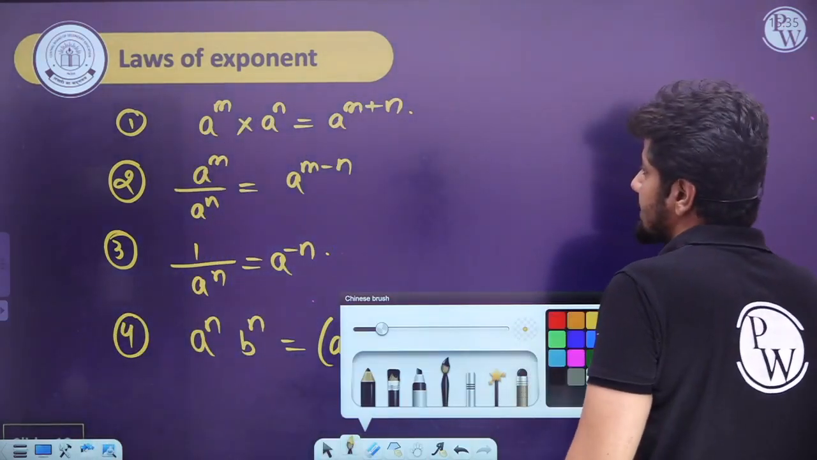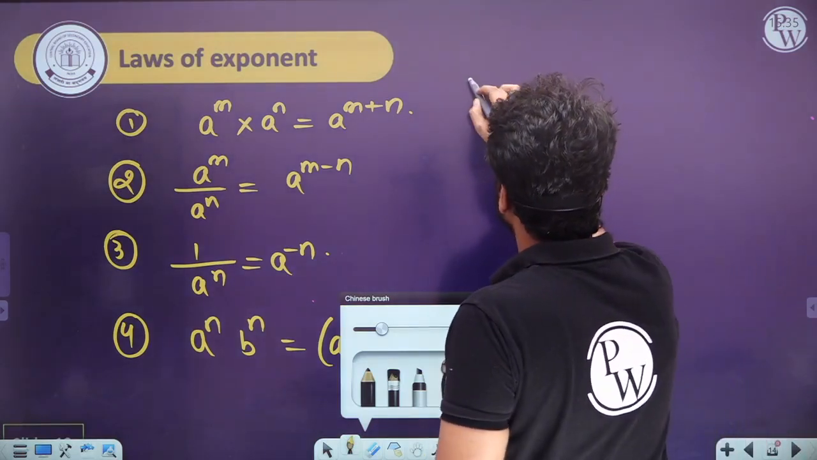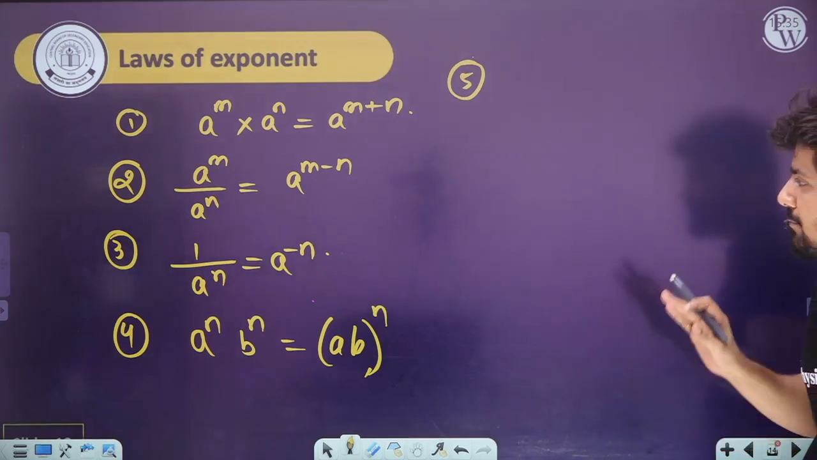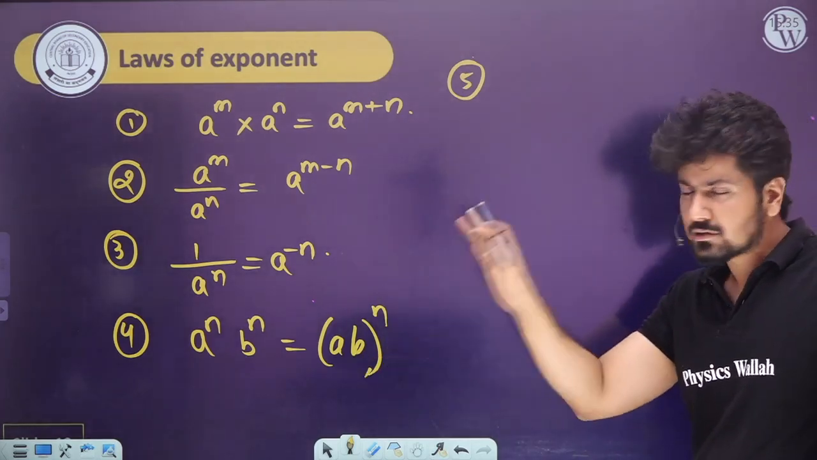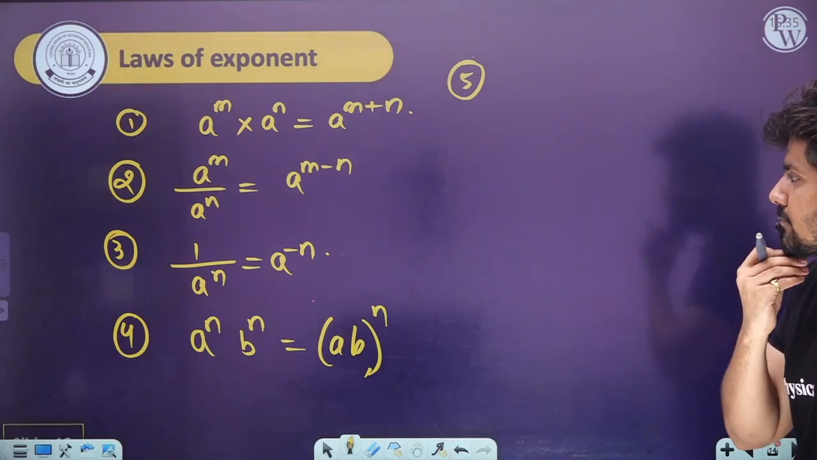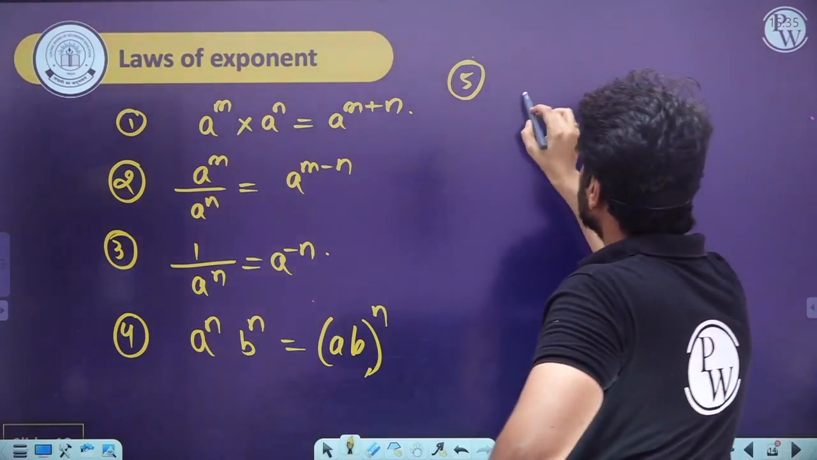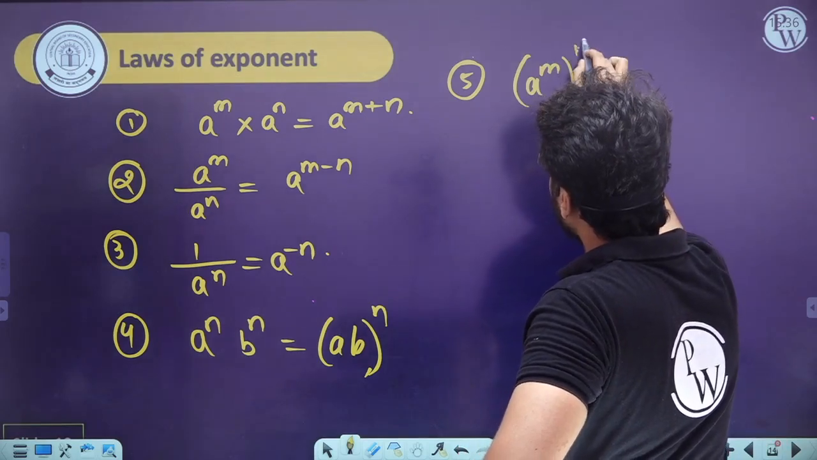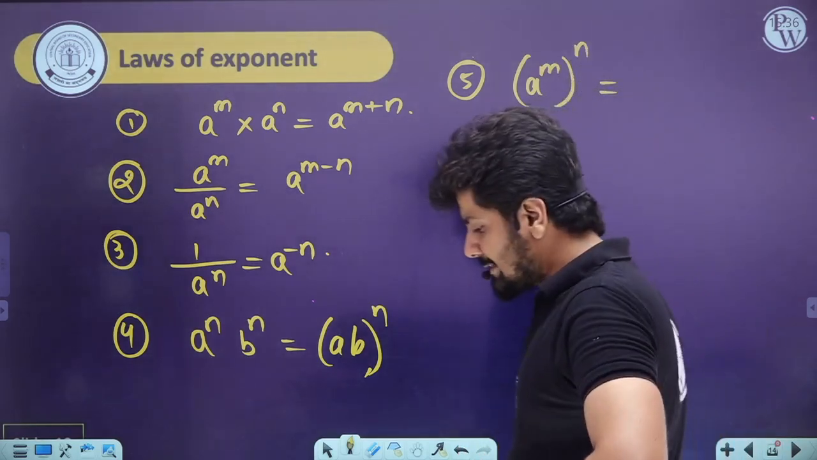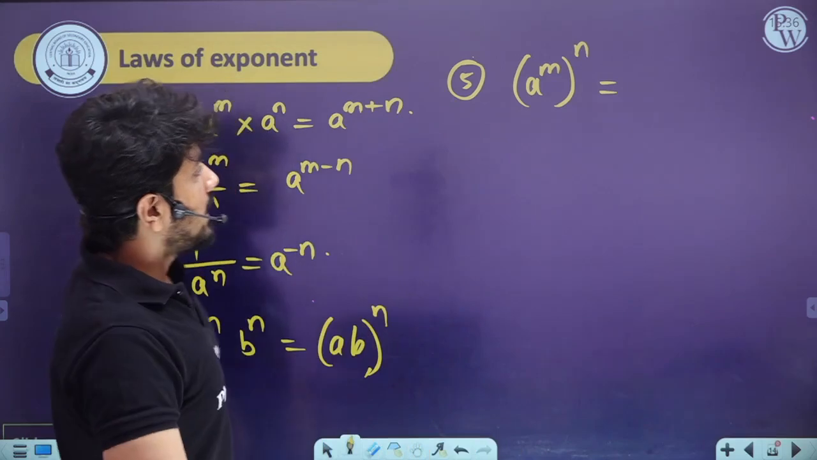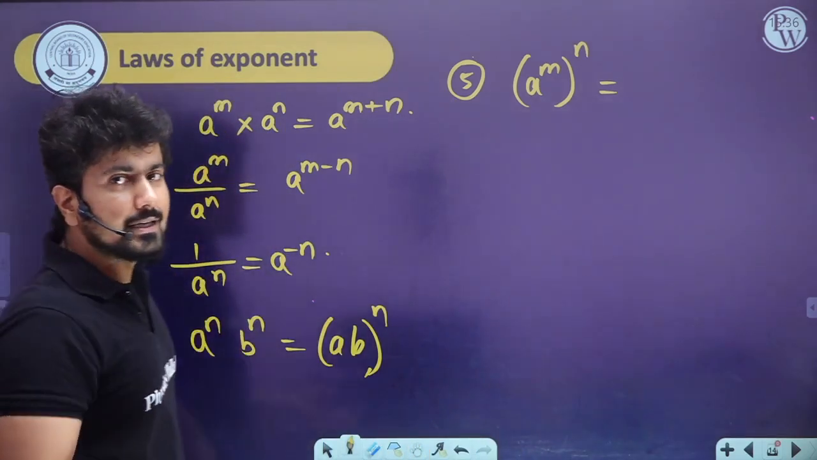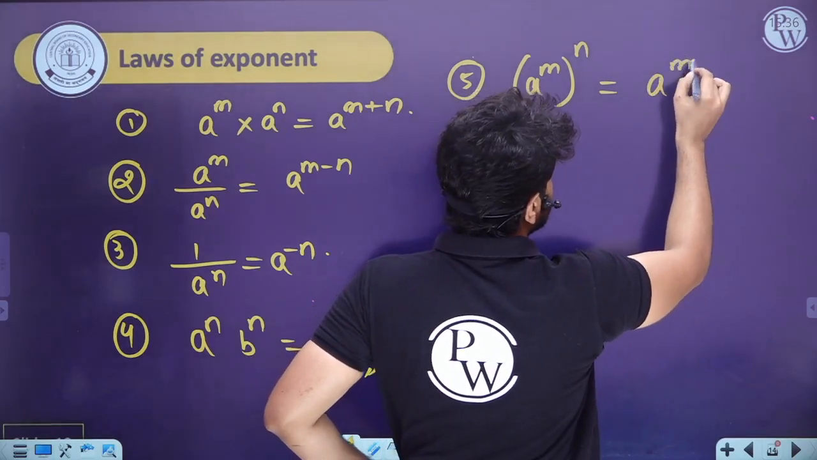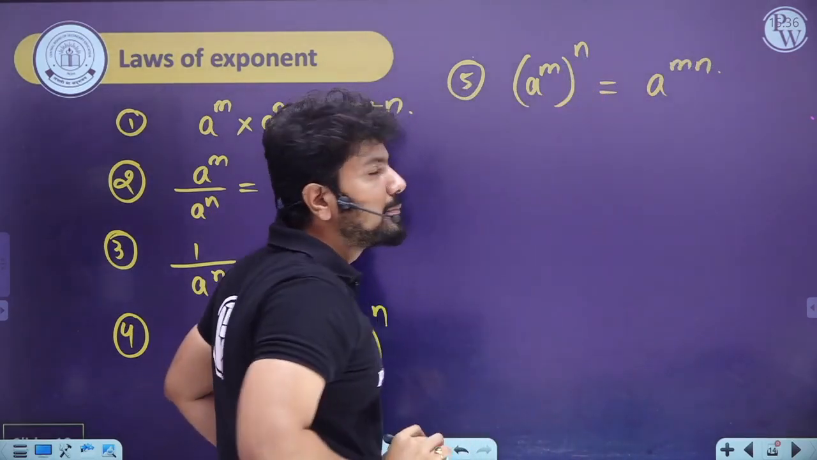Now, the next law, which is very, very important. Every law is very important. I hope all of you understand these laws very clearly. Okay. Suppose we have a raised to the power m whole raised to the power n. So this is equal to what? A raised to the power m whole raised to the power n is equal to a raised to the power mn. Here the powers will get multiplied.